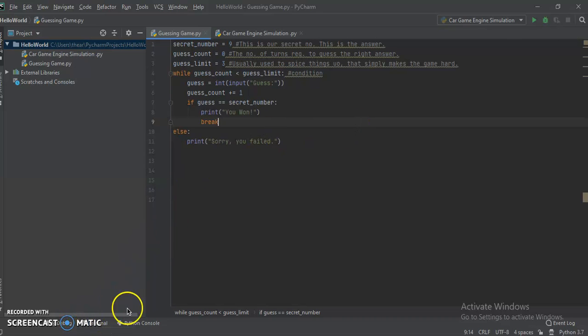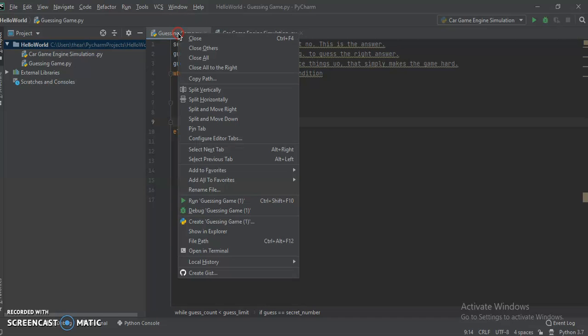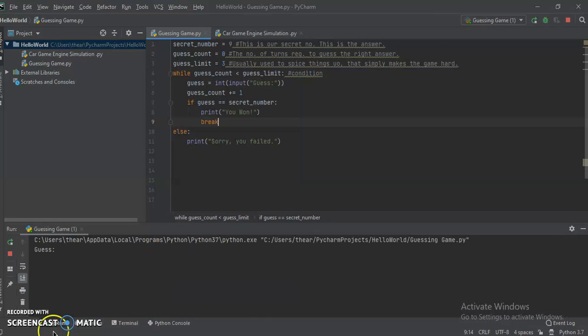And now, let's run it. So go to run guessing game 1. Or you can simply just do this, because I have already developed a new game after this. That's why it would come instead of the guessing game at first. You see, car game engine simulation.